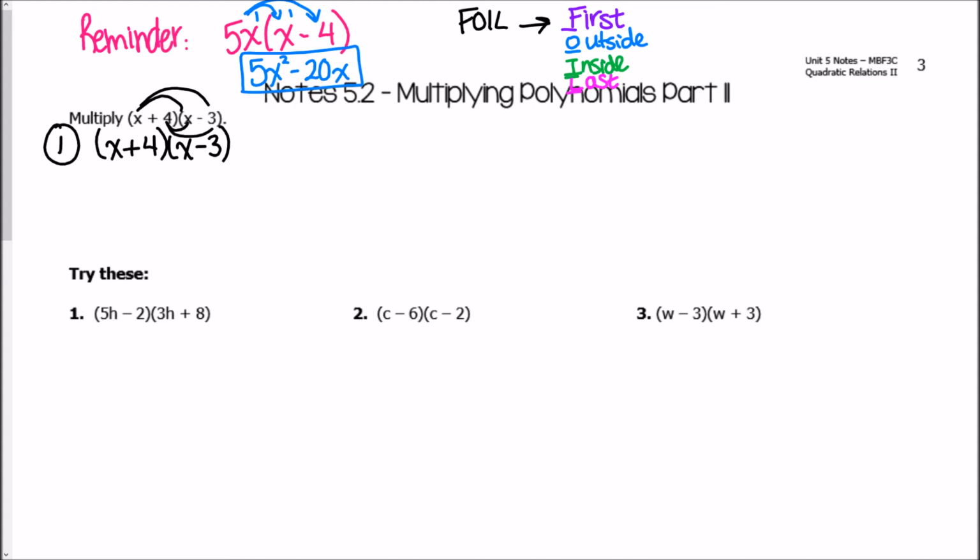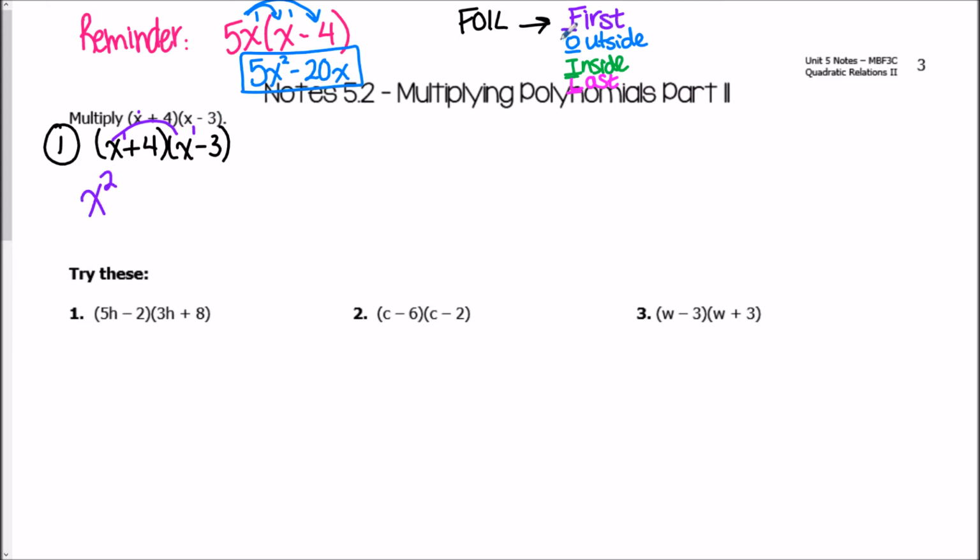So when I say first, what you need to do is take the first term, and I'm going to color code it so you can see each one of these. You're going to take the first term in your first set of brackets, and multiply it by the first term in your second set of brackets. So I'm going to multiply x times x, and I end up getting x to the power of 2, because this is x to the power of 1 and this is x to the power of 1.